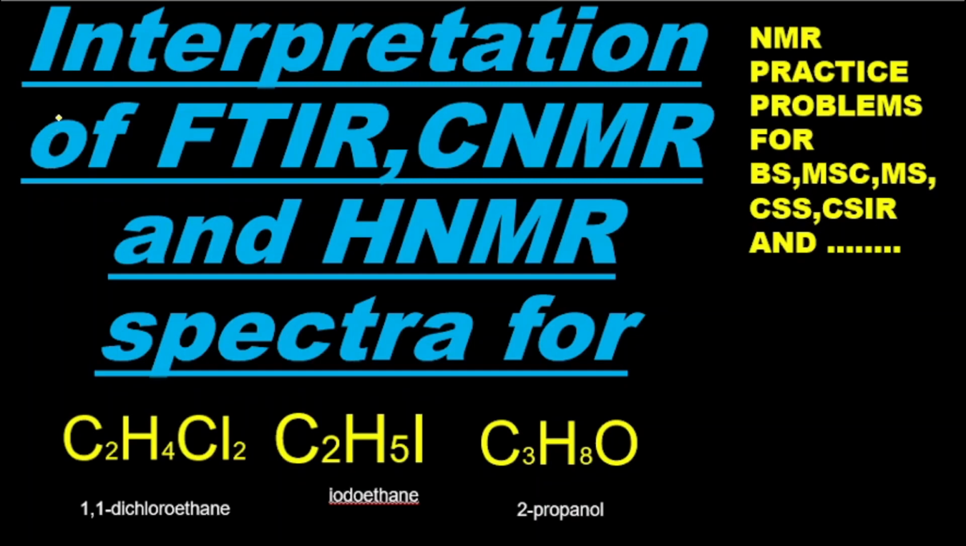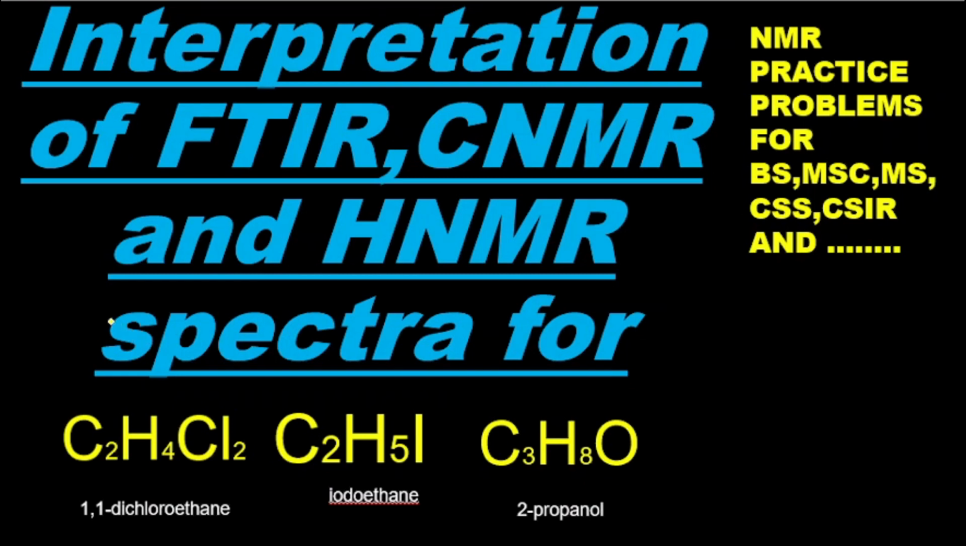Hello guys, today we will talk about an important topic of chemistry, that is the interpretation of FTIR, C13 NMR and proton NMR spectra for 1,1-dichloroethane, iodoethane and 2-propanol. Actually, these spectra are very important in the BS, MSc, MS, CSIR and also in some other courses. So, we will talk about these spectra and it is very informative.